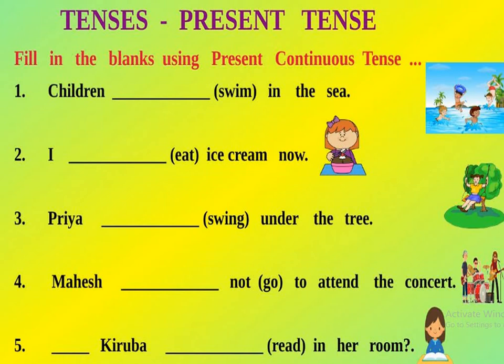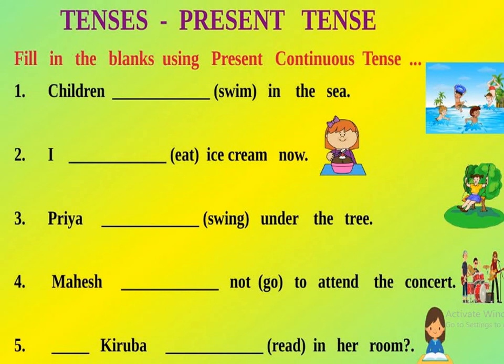The next sentence, Mahesh dash not to attend the concert. So when we change this sentence in the present continuous tense, along with Mahesh, as Mahesh is the singular subject, Mahesh is not going to attend the concert. Mahesh is not going to attend the concert.